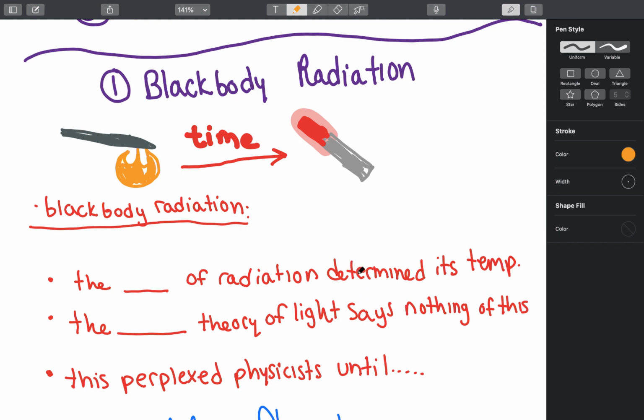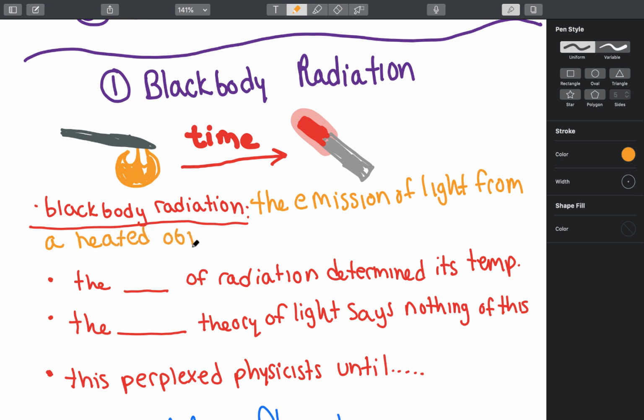So black body radiation is defined as the emission of light from a heated object. So whenever you take a fire poker or a steel rod, stick it in fire, and then it glows red after some time, that is black body radiation.